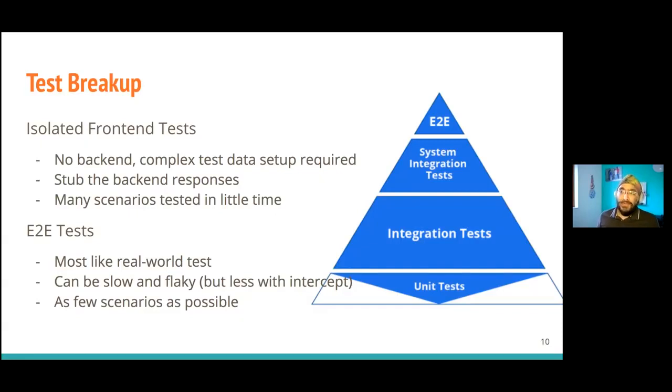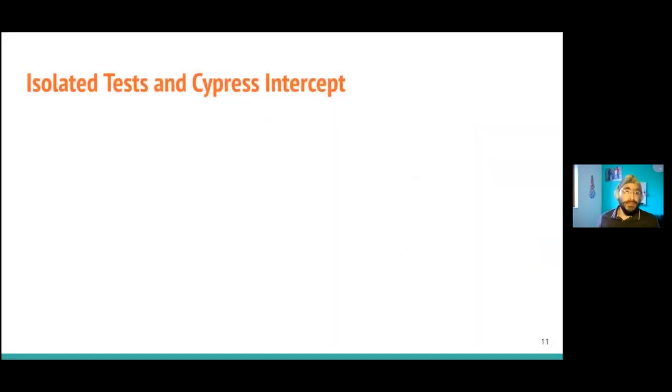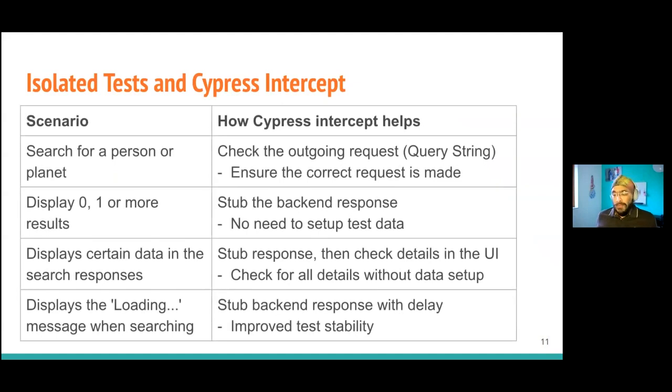From there, I'm going to now take you to the actual test scenarios. Now, we can have a scenario. Let's say we search for a person or a planet. At that stage, when I click the search button, I make a network request to the backend. The test is going to be simply saying, did I make the right request going out?